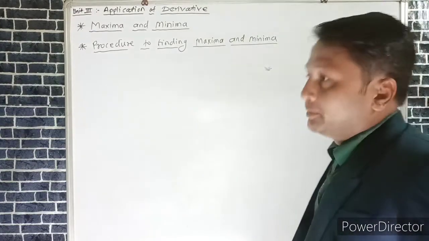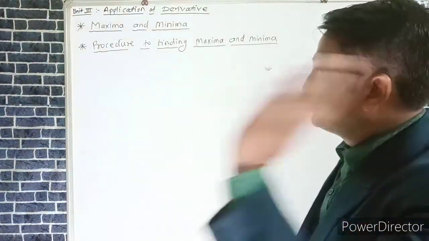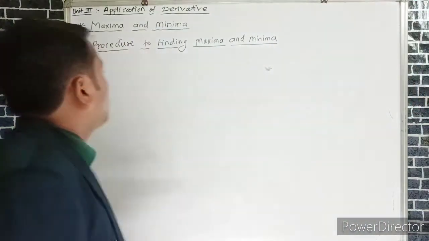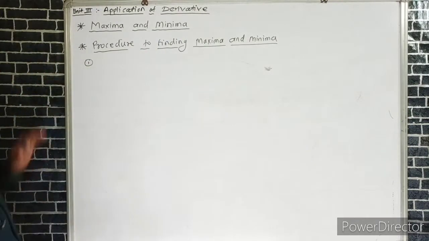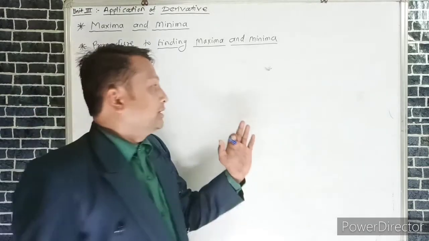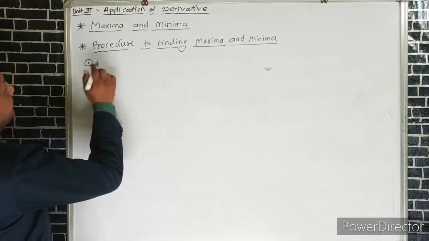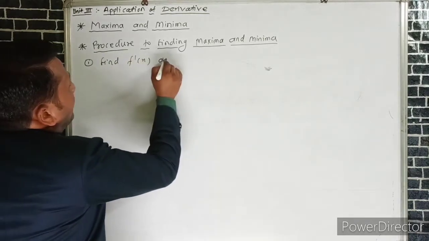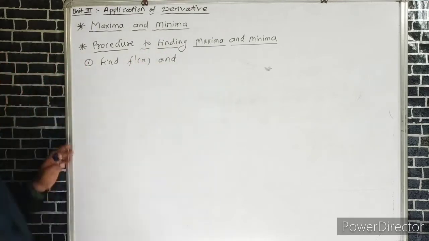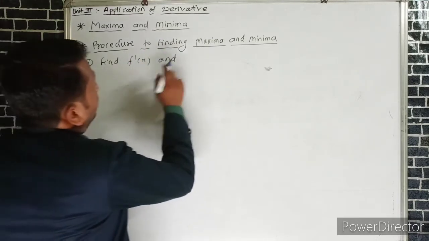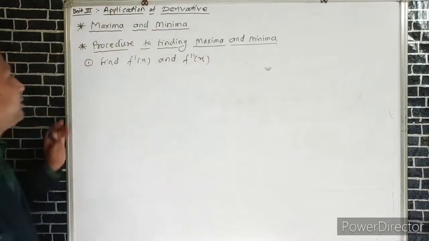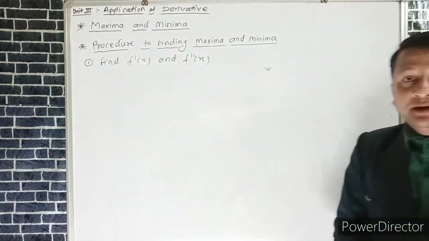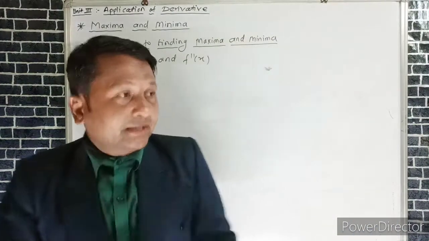if we have to find the maximum and minimum, then there is a procedure for finding them. First, if we are given any function f of x, we have to find the first order derivative, which is f dash of x, and then again we have to find the second order derivative, f double dash of x. So the first step is to find the first order derivative, and then the second order derivative.